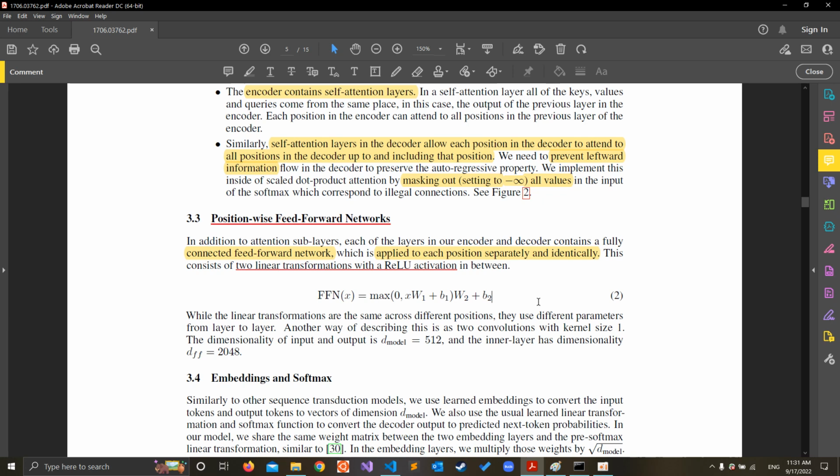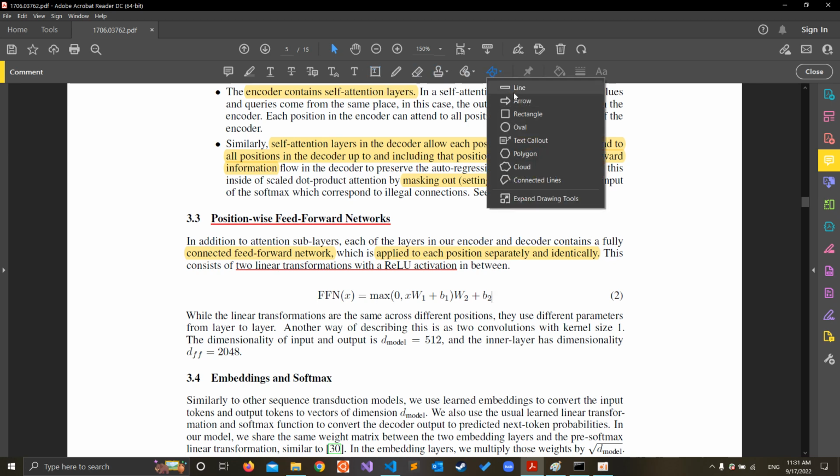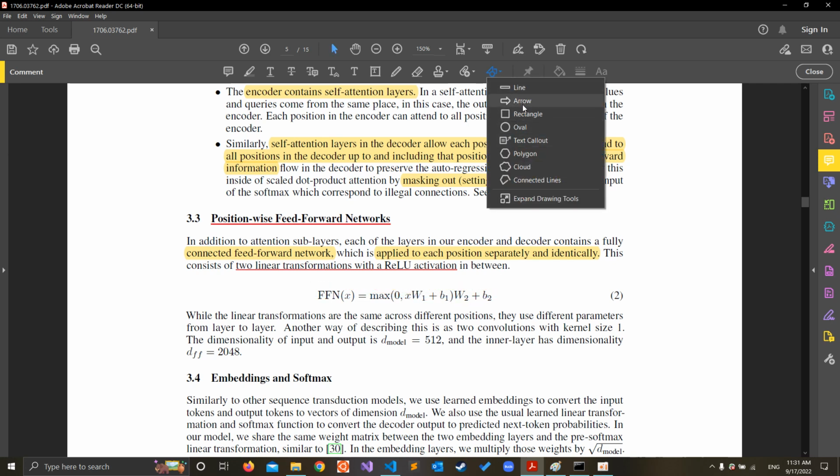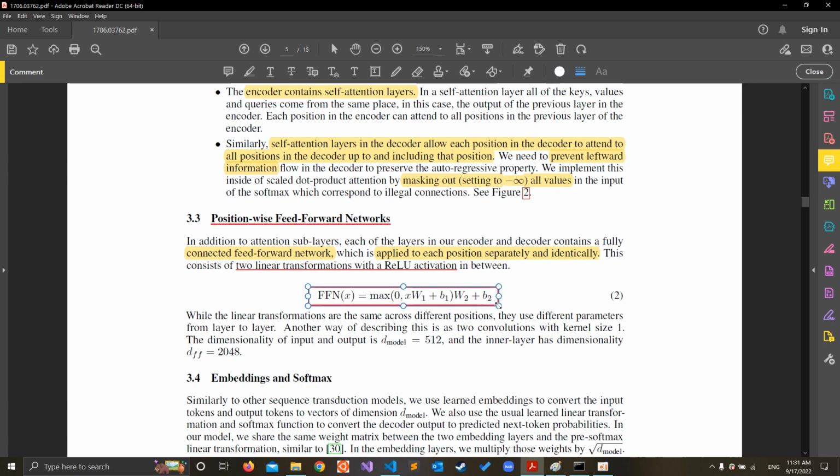The first layer's activation function is the ReLU, and the next one does not seem to have any activation function because we are not using that max function here, which means that we are not activating the value of this layer. So I made a mistake. I had to use this rectangle. So that was it. While linear transformations are the same across different positions, they use different parameters from layer to layer. So that is what's happening in neural networks, isn't it?